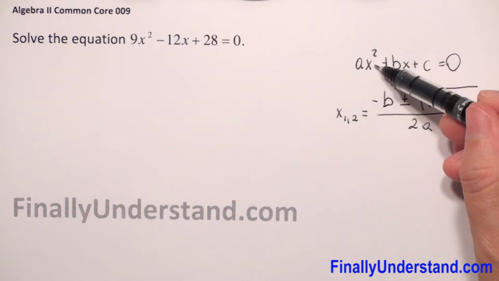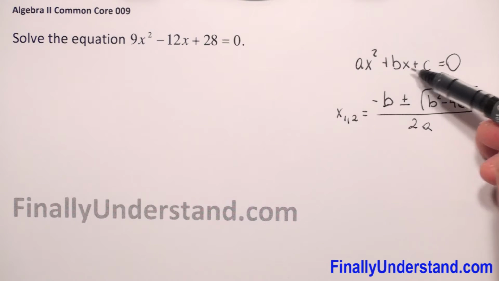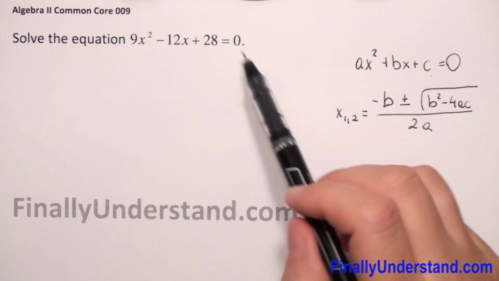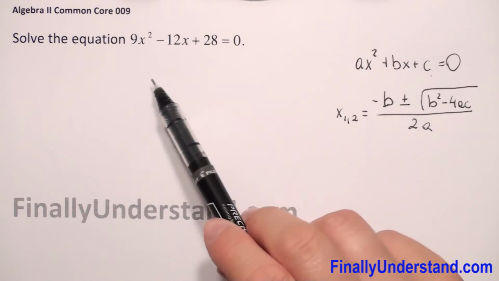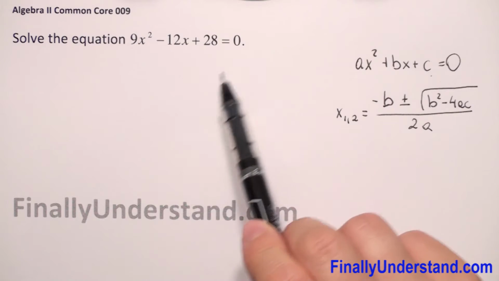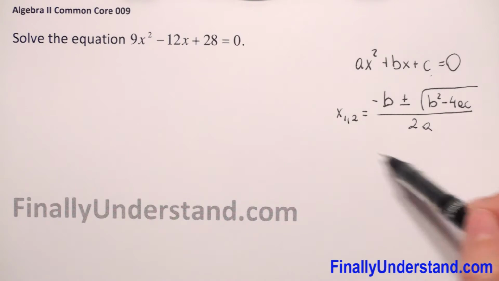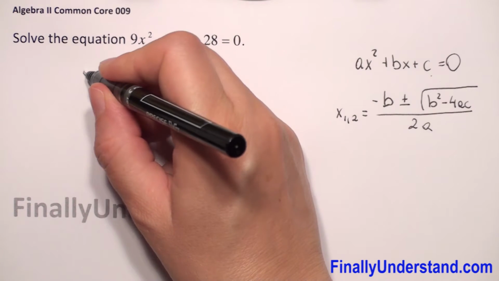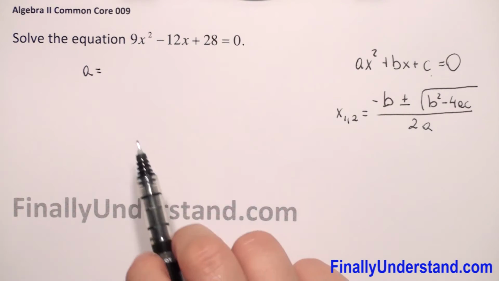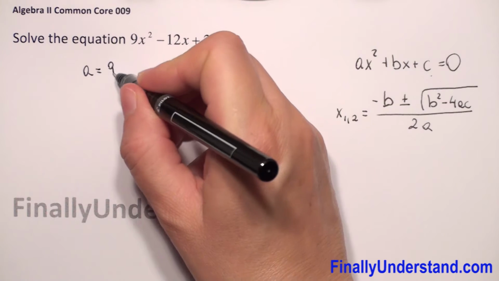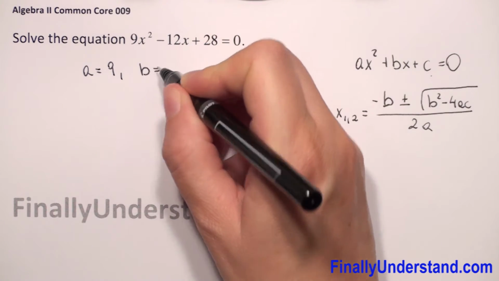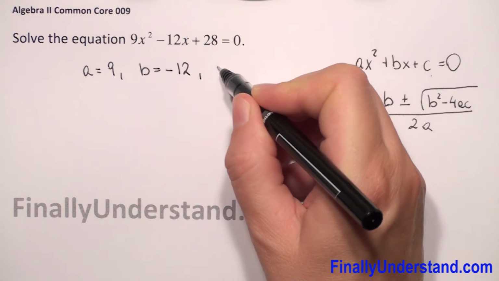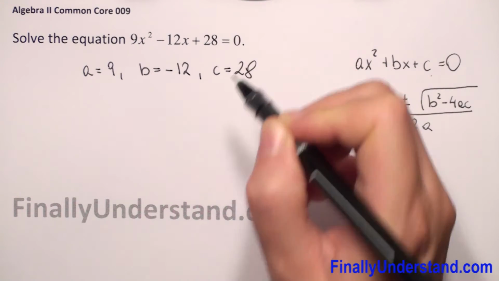a is the coefficient before x squared, b is the coefficient before x, and c is the constant. In our example, because I don't see that we can factorize anything here, we will use this formula to solve this equation. So a, the coefficient before x squared, is 9. b, the coefficient before x, is negative 12, and c is equal to 28.